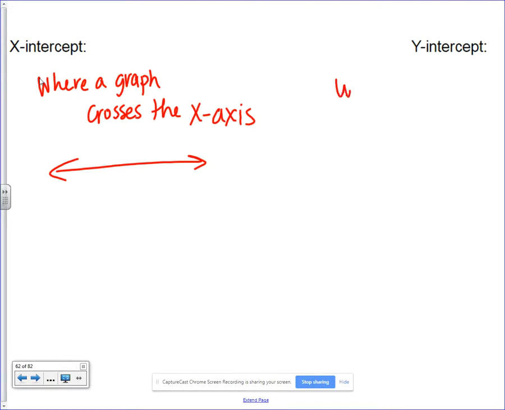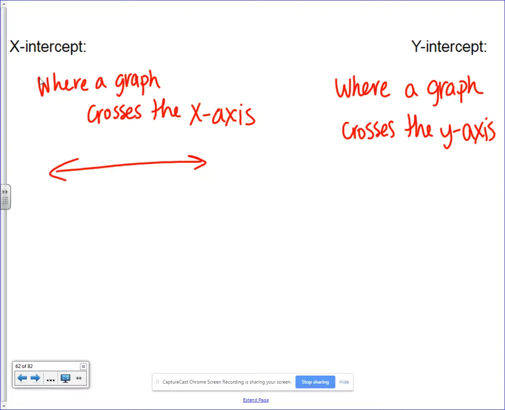Yep. Where a graph crosses the y-axis. And which one is the y-axis? The vertical one. And today, all we're going to get to is x and y intercepts.